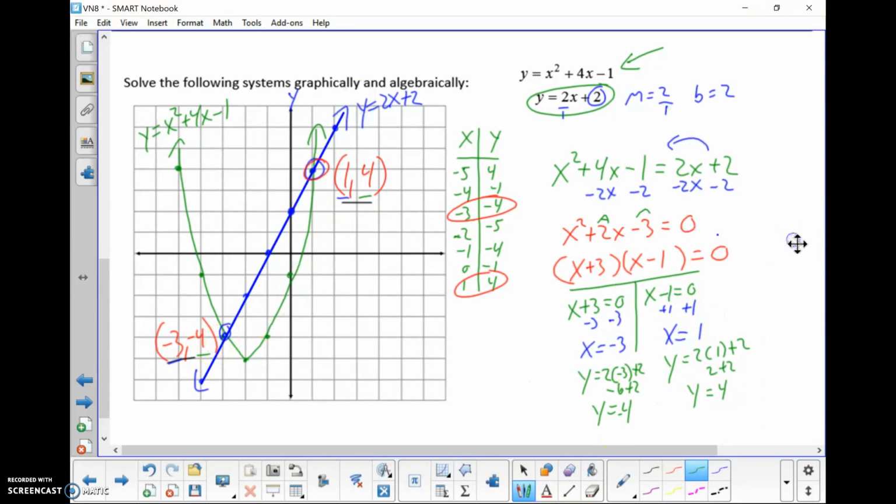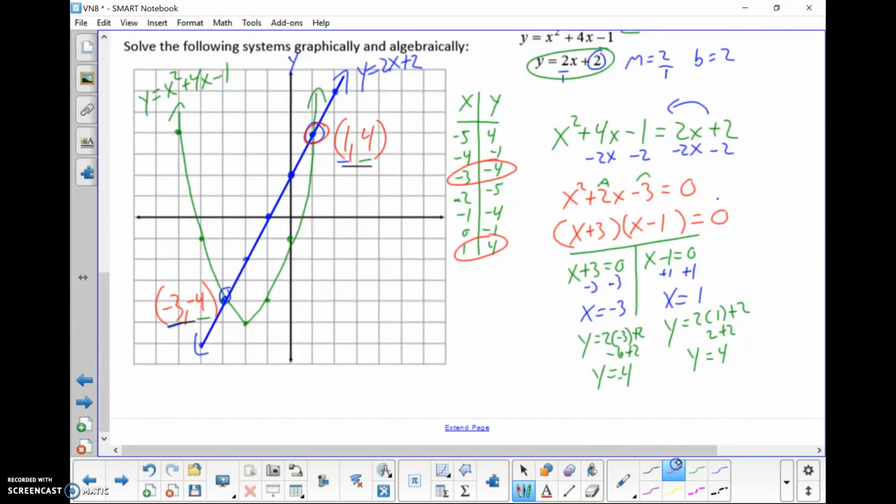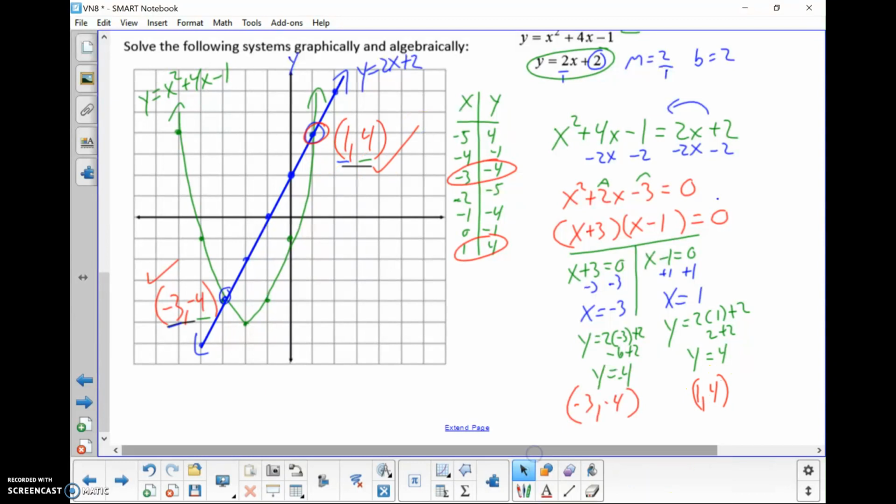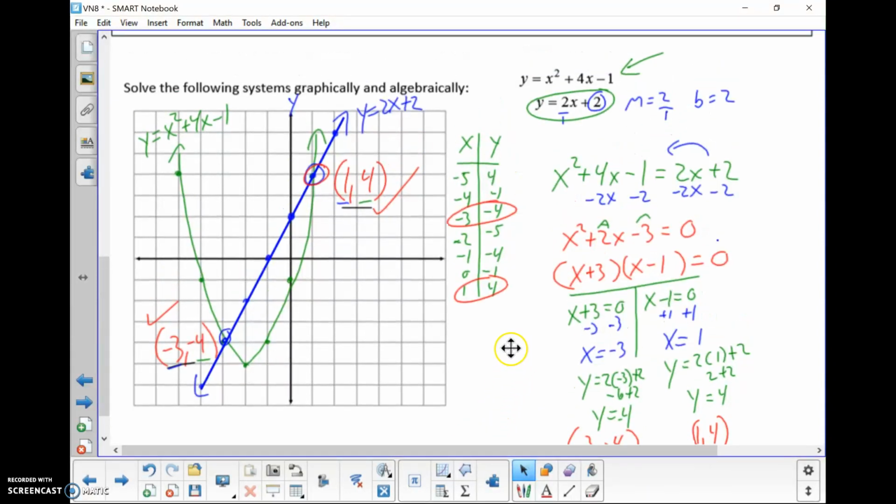Yeah, that makes sense. And so I would write them as coordinates too. Like for this one, I plugged in a -3. I got a -4. And that confirms that answer. This one, I plugged in a 1 and I got a 4. That confirms that answer. So that's how we could solve quadratic linear systems graphically or algebraically.